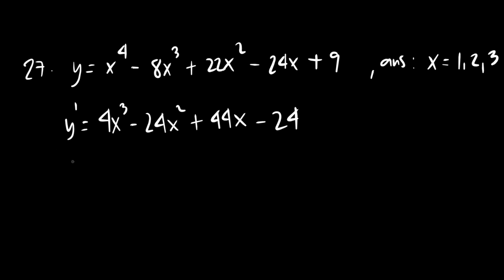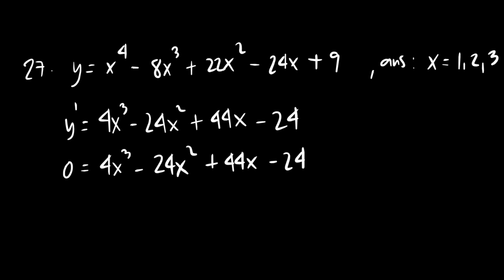So 0 is equal to 4x cubed minus 24x squared, we'll just copy, plus 44x minus 24. By using the calculator, you will go to menu and go to equation or function. Press the 2 polynomial. Select the degree; the highest degree is 3. So we have 4, minus 24, plus 44, minus 24.